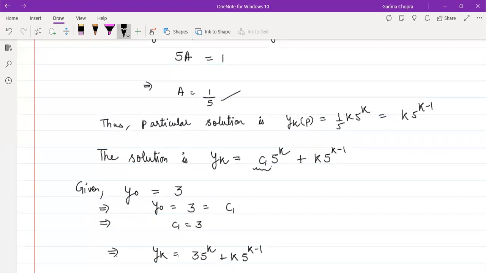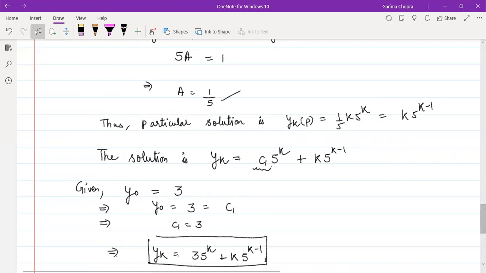So this is the solution of the given recurrence relation of order 1. So in this way, we can solve the recurrence relation.